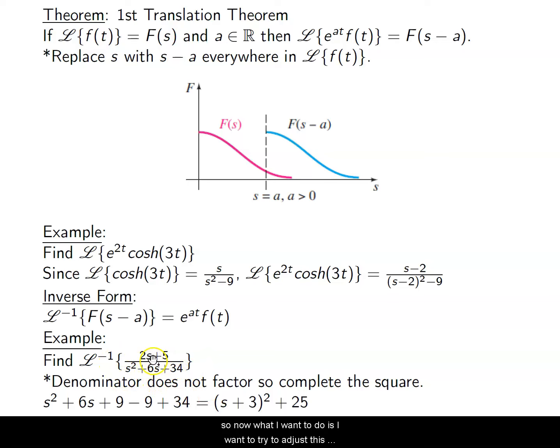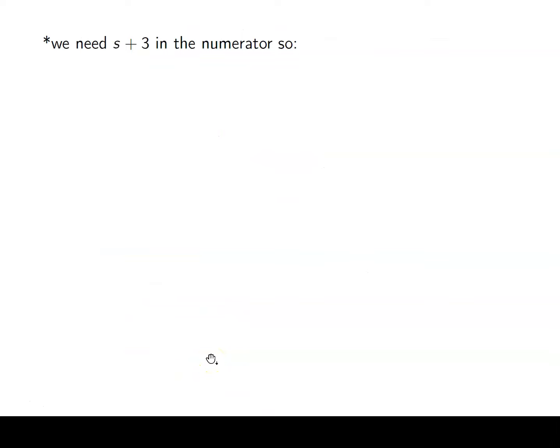So now what I want to do is try to adjust this numerator so that it matches with this s plus 3, very similar to what I had here. I need to have top and bottom, and then I can talk about taking the inverse of my Laplace function here and bringing it back into the world of t. So, okay, we need s plus 3 in the numerator.